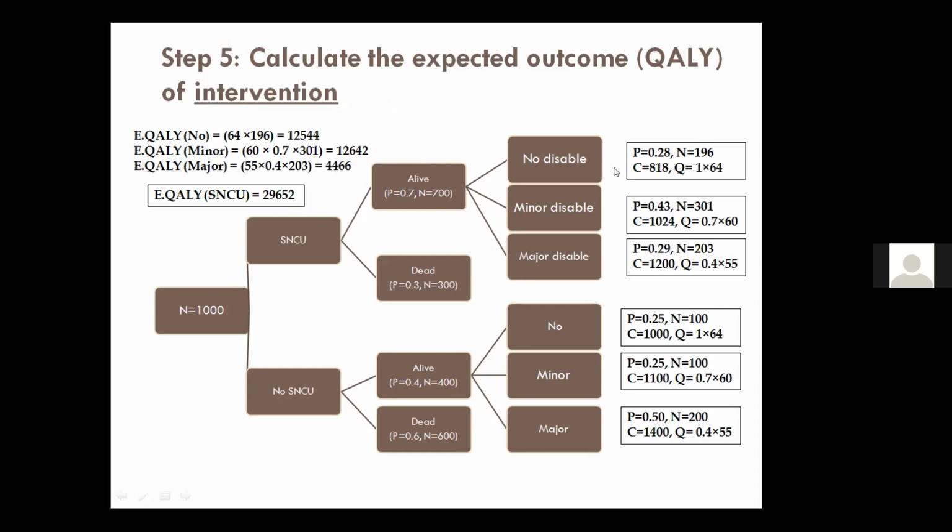With no intervention, the quality of life is a utility value. For with intervention, the utility value is 1, and the life expectancy is 64. And we have n equal to 196. So 196 into 64 into 1. Yes, so this is 12544.